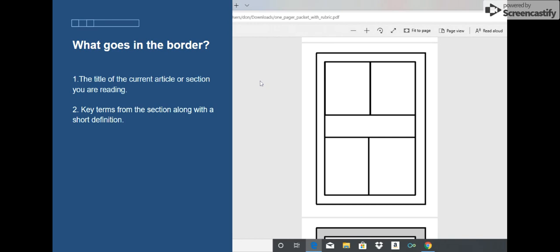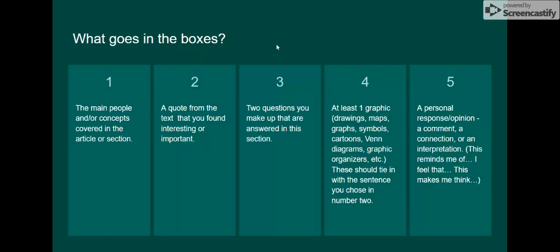So what goes in the boxes? What you fill in the boxes is other basic information that explains what the passage is about. These are suggestions. You won't always necessarily use all of them, but these are the kind of things you're going to put in those boxes. The main people or concepts covered in the article or section. If it's talking about George Washington and the Whiskey Rebellion, then you're going to put George Washington's name in there, and you'll have the Whiskey Rebellion in there.